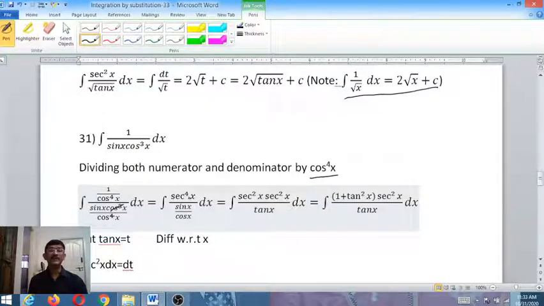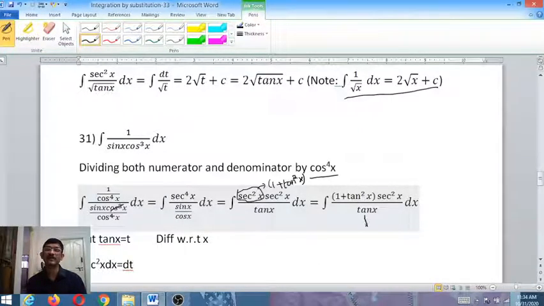Look, this secant power 4x can be written as secant square x into secant square x. For the first secant square x, you apply the trigonometric identity, that is 1 plus tan square x. You should not write it for both secant square x. For the first secant square x you can write 1 plus tan square x. Now look at here, secant square x dx is there. Which function, if you differentiate it, gives secant square x?